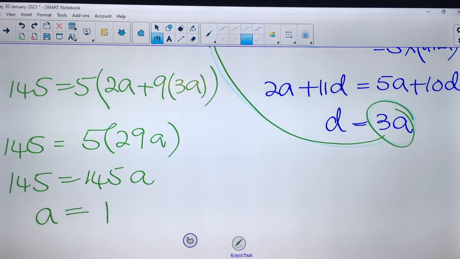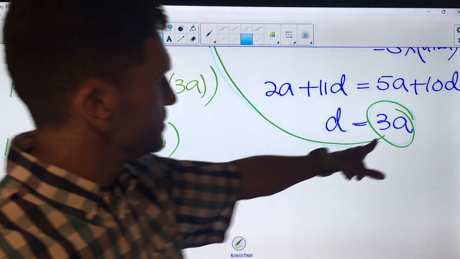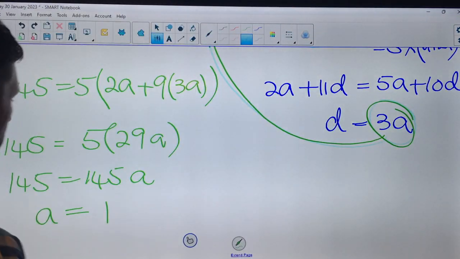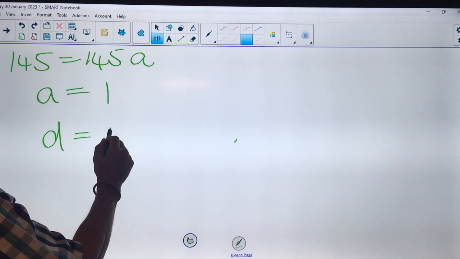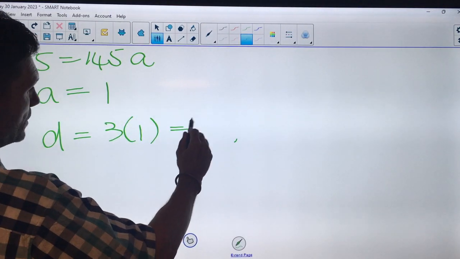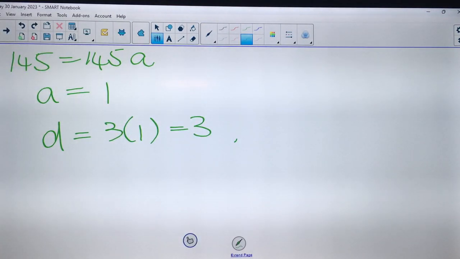So all of this was done to get A. We still need to calculate D. So how will we get D? We have a value for A, so we put it in here, or in the other one if you like. So D is equal to 3 times 1, which is 3. What was the question? The question was, write down the first 3 terms.